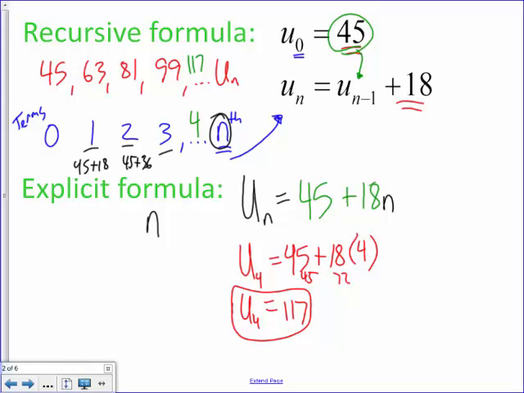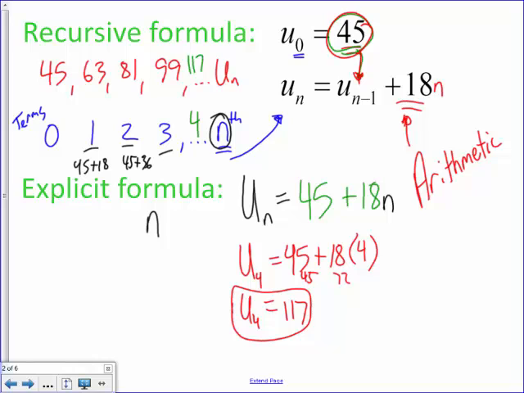So it's kind of nice. Basically, I just plug in my initial term for the u sub n minus 1, and I just add an n to whatever is being added or subtracted. And that's only as long as it's an arithmetic sequence, right? As long as it's just adding or subtracting.